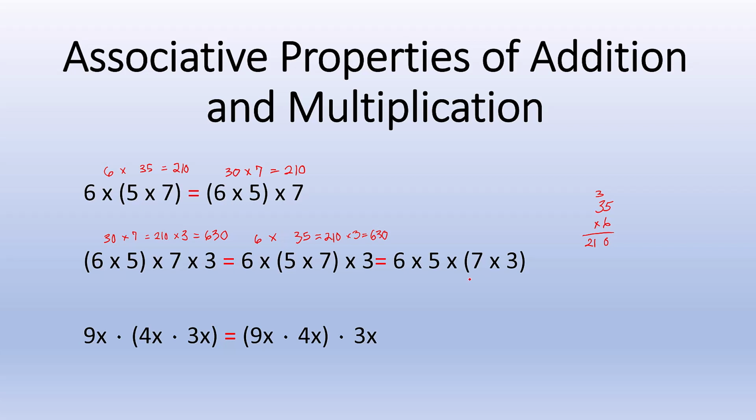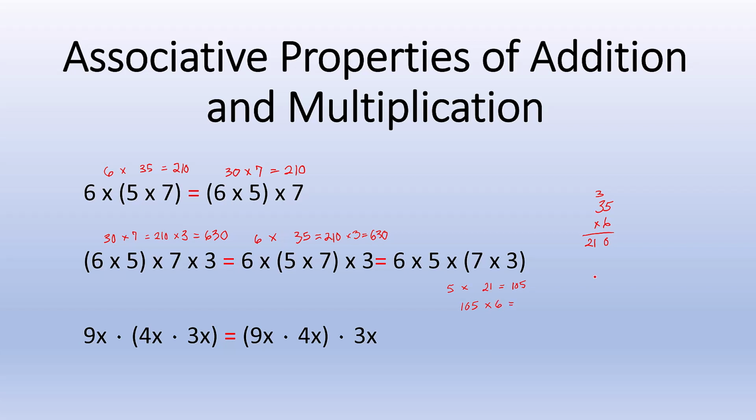And let's take a look at the final one. I'll do this one on the bottom. 7 times 3 is 21. 5 times 21 is going to give me 105. But I'm not done because I have the 6 left over. So 105 times 6.